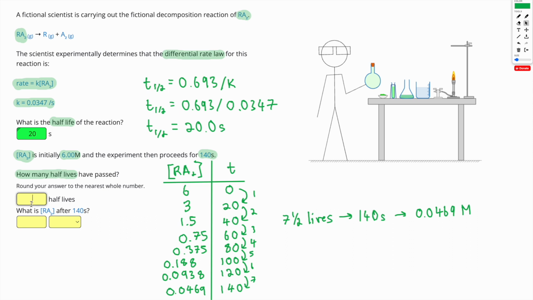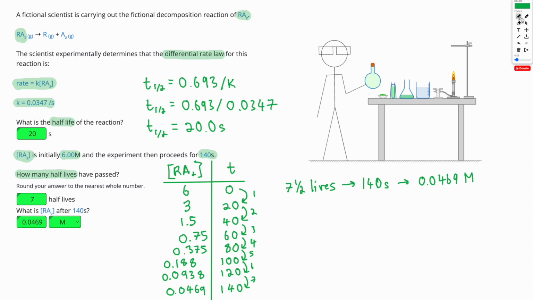How many half-lives have passed in 140 seconds? The answer is 7 half-lives. And what is the concentration after 140 seconds? It's 0.0469 molar. Now, we did it using this table method. There's a quicker way to do it if you'd like.